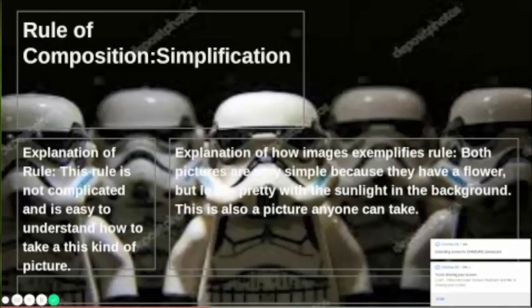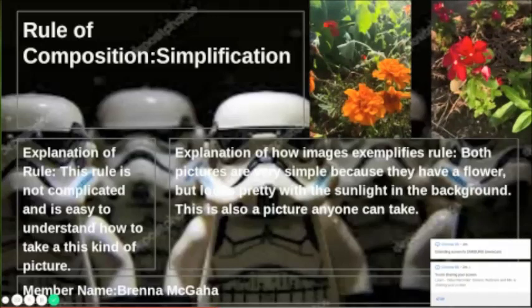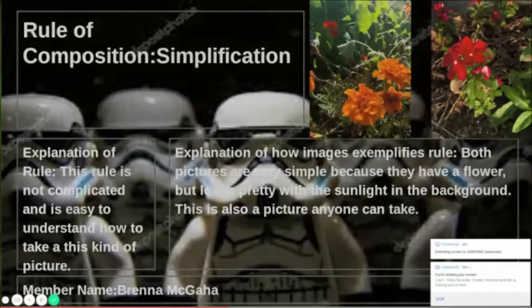This rule is not complicated, and it's easy to understand how to take this kind of picture. Both pictures are very simple because they have a flower, but look pretty with the sunlight in the background. There's also a picture anyone can take.